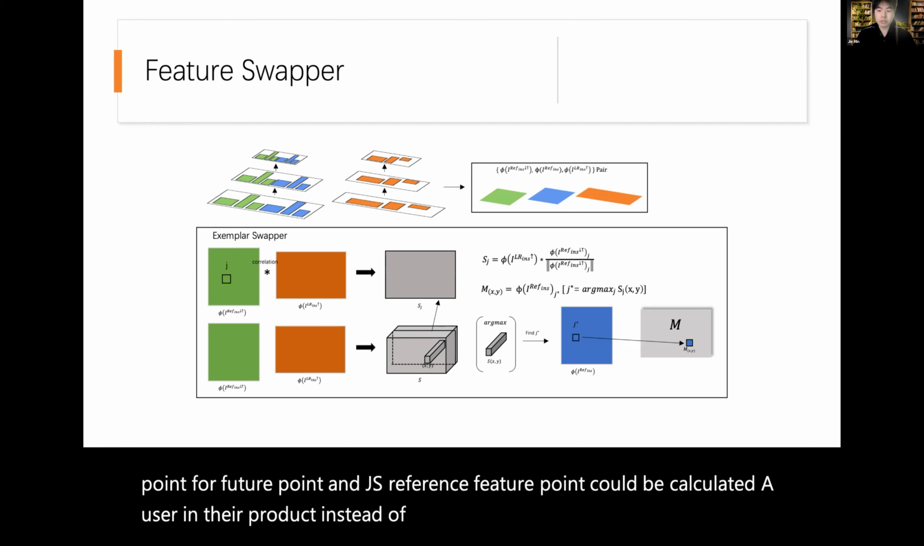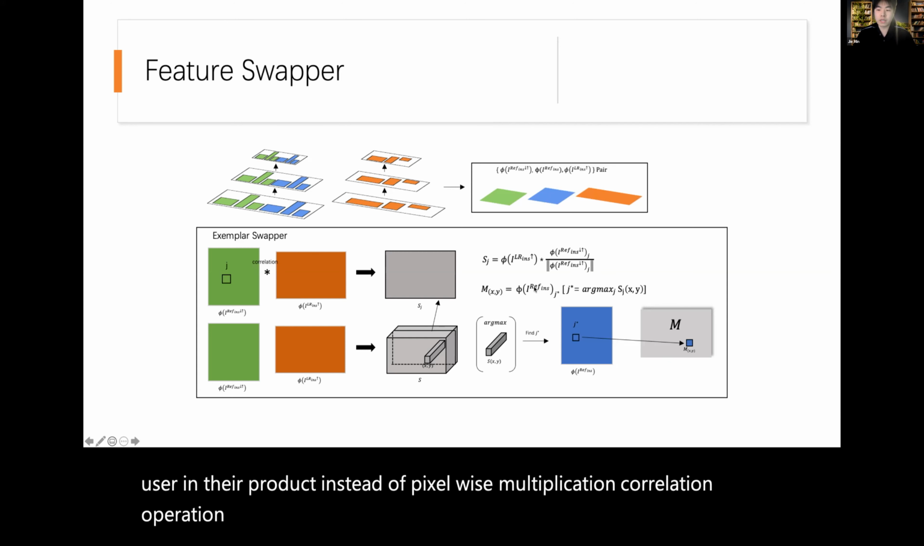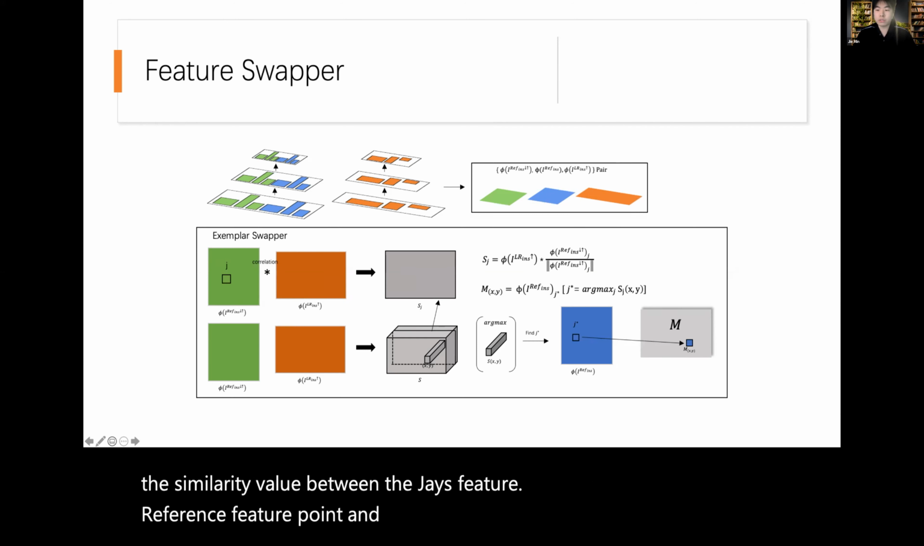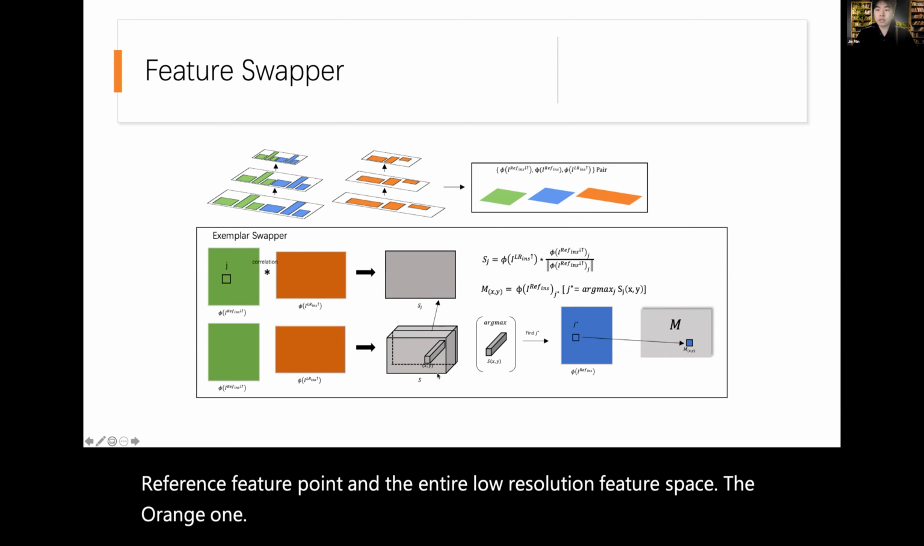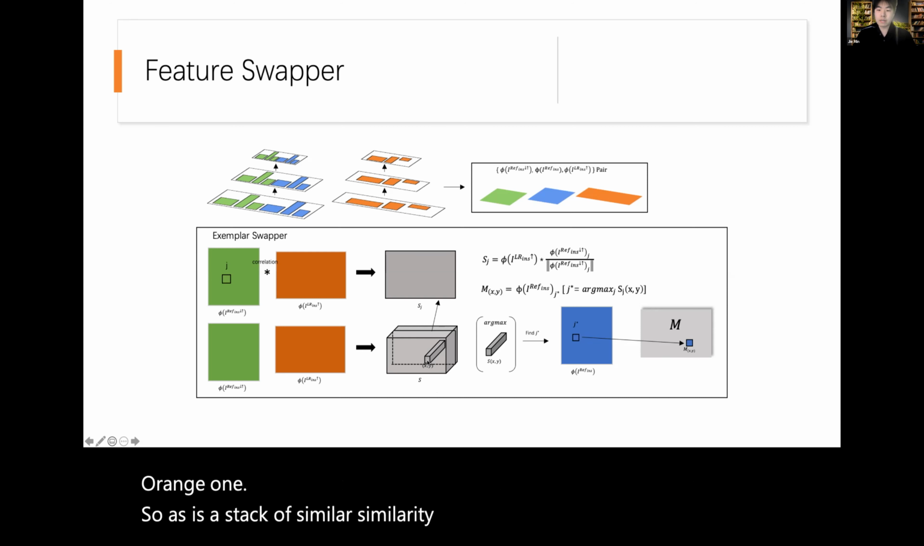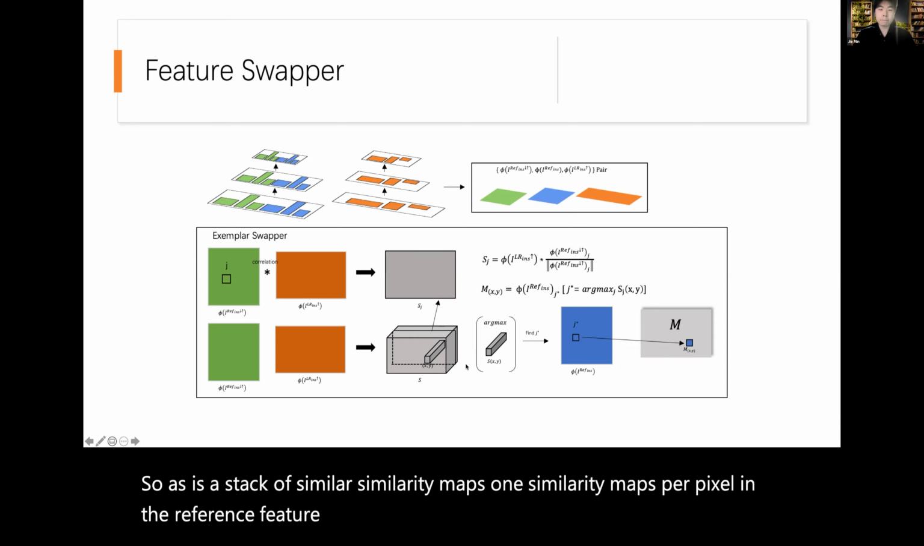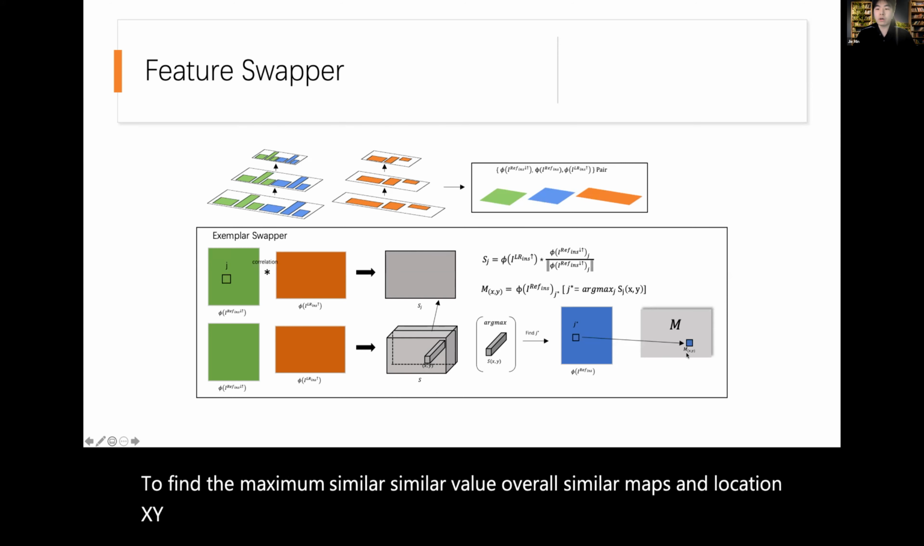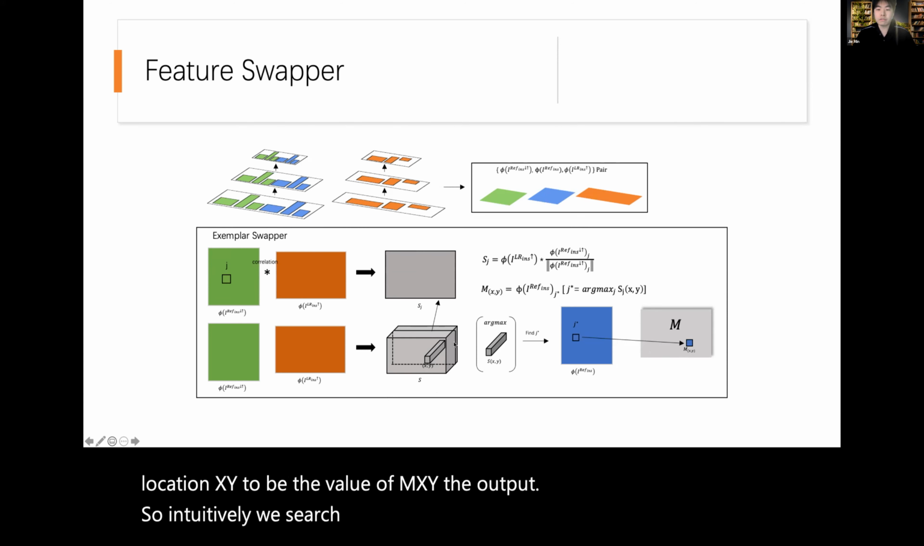Instead of pixel-wise multiplication, the correlation operation concurrently calculates the similarity map S_J here, which indicates the similarity value between the J's reference feature point and the entire low resolution feature space, the orange one. So S is a stack of similarity maps, one similarity map per pixel in the reference feature space. After that, we use the argmax function to find the maximum similarity value over all similarity maps at location XY to be the value of M_XY, the output. So intuitively, we search for similar features in the reference feature space and replace the original feature, producing an additional swap feature map M in each scale.